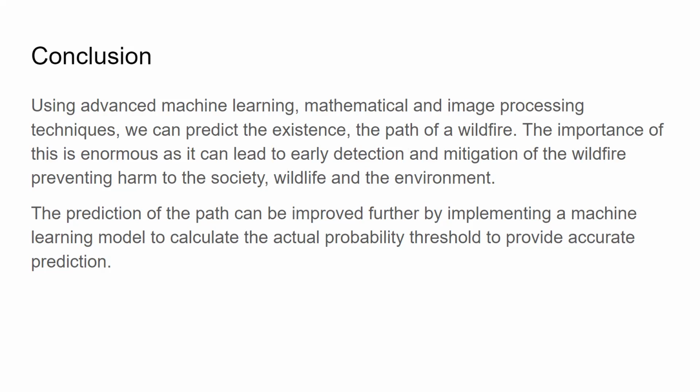And we can definitely improve this model further. We can implement machine learning once again to calculate the actual probability threshold based on previous data. So the probability threshold is, if the probability of a cell catching on fire is P_s, then based on a certain threshold, we can determine if it will actually catch on fire or not.